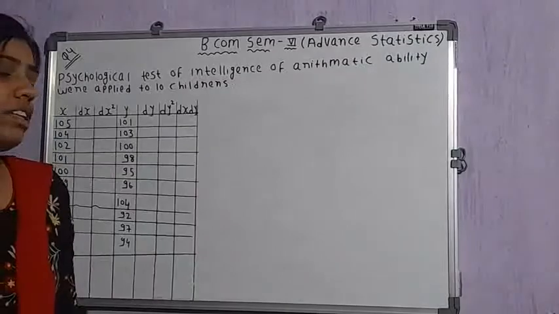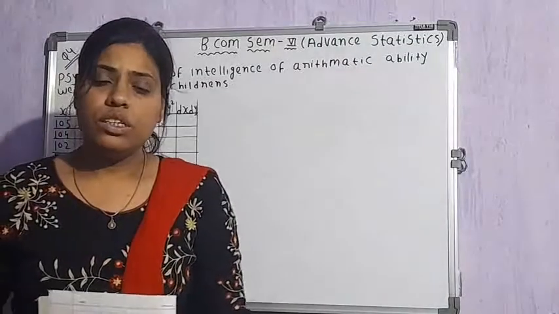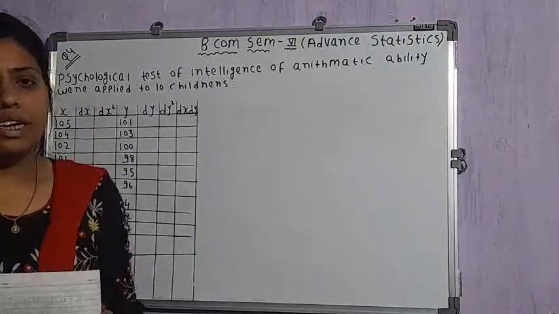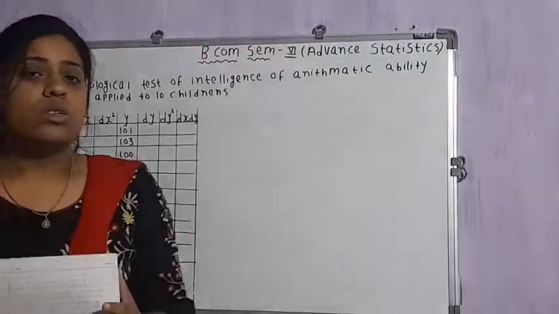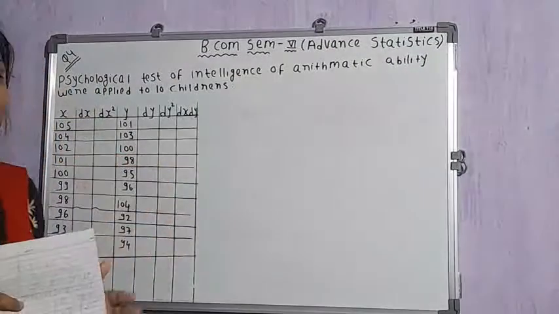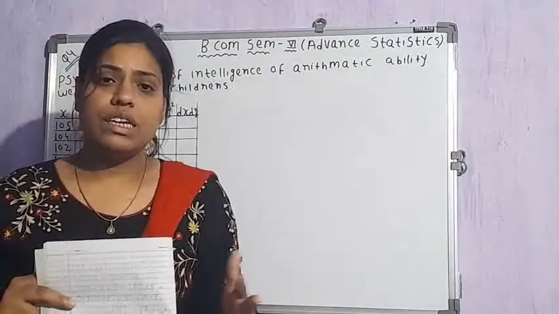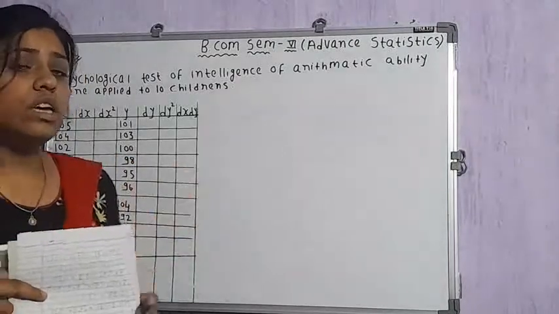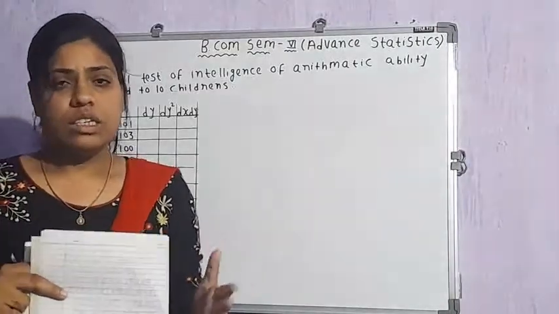As far as the subject is concerned, here we are dealing with the first unit. Under the first unit, correlation analysis, we are done with the theory part. Now we are dealing with the numerical part. Under this chapter, we have solved 3 numerical problems till now. Today we are going to solve our fourth question, which also deals with the simple correlation in the simple series.